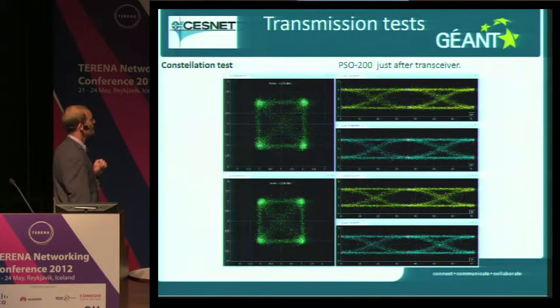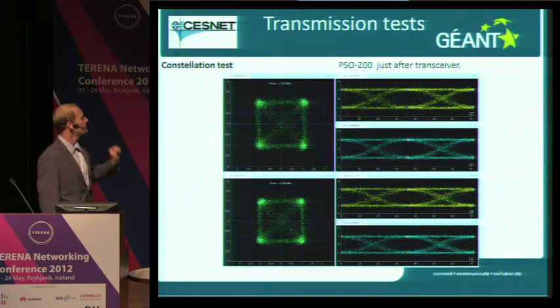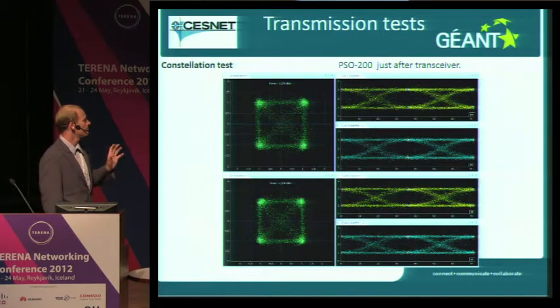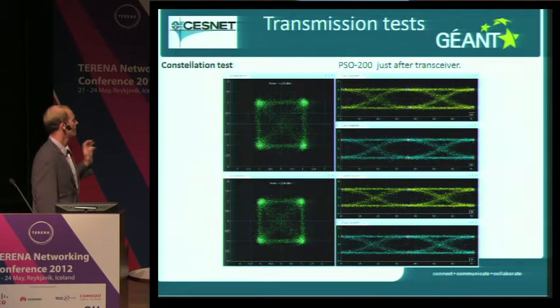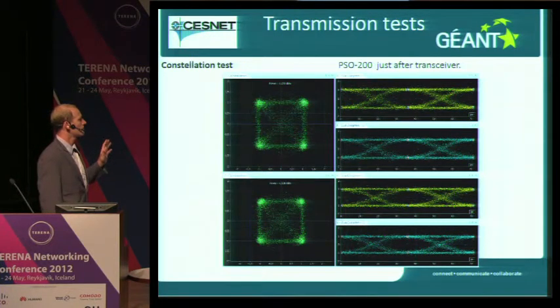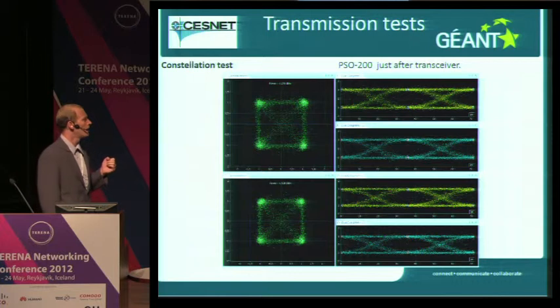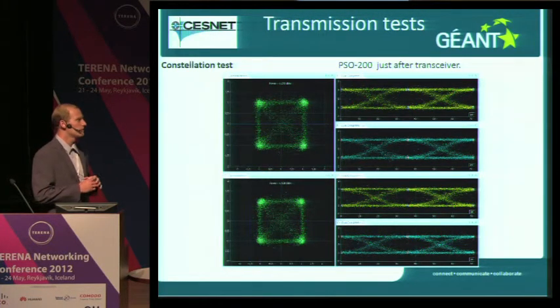So, constellation diagrams, I hope they are a bit visible here. We got these thanks to PSO 200 from Expo, and we found it quite interesting because it's not so easy to analyze a 100G system, the signal itself, because there are no, let's say, universal analyzers.